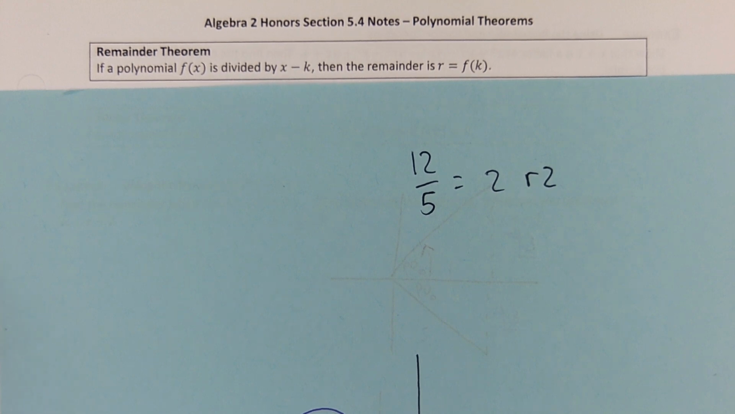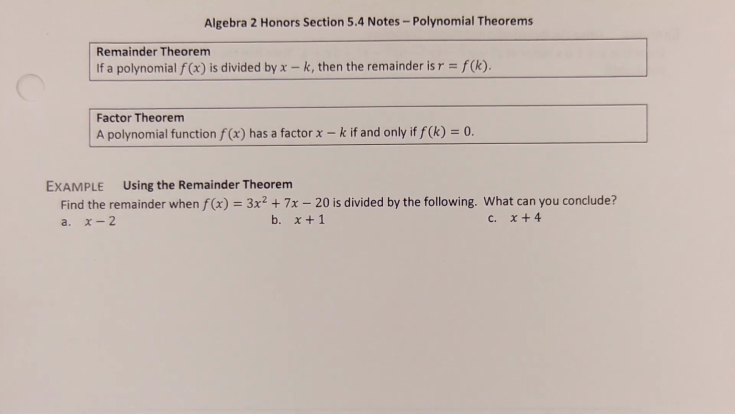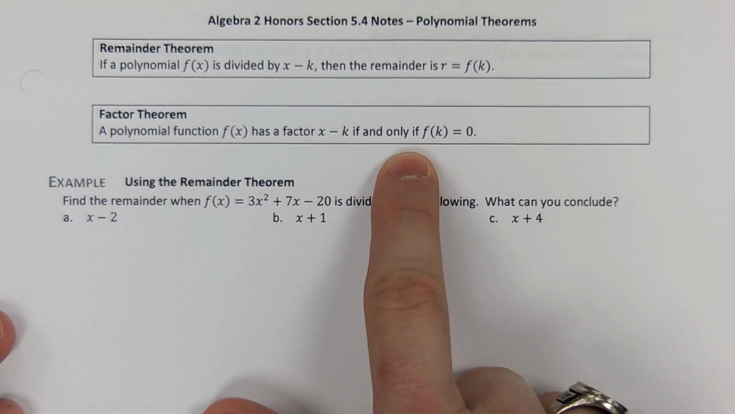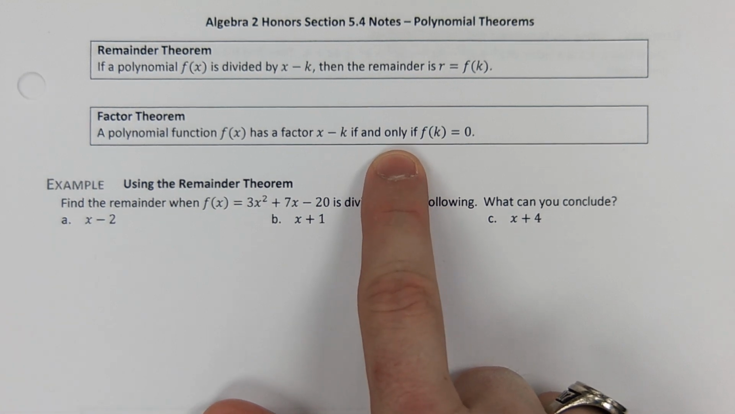And then we said, basically, anytime we did our synthetic or our long divisions, if we got a remainder, the conclusion was we weren't dividing by a factor. And if we got a remainder of 0, the conclusion was, woohoo, we divided by a factor. That's actually called the factor theorem. So we already learned that one.